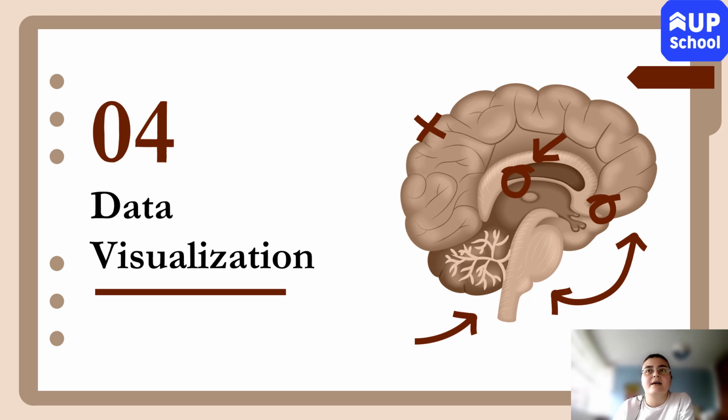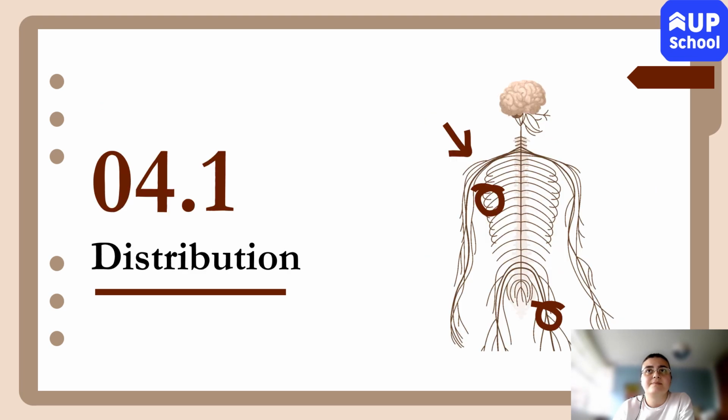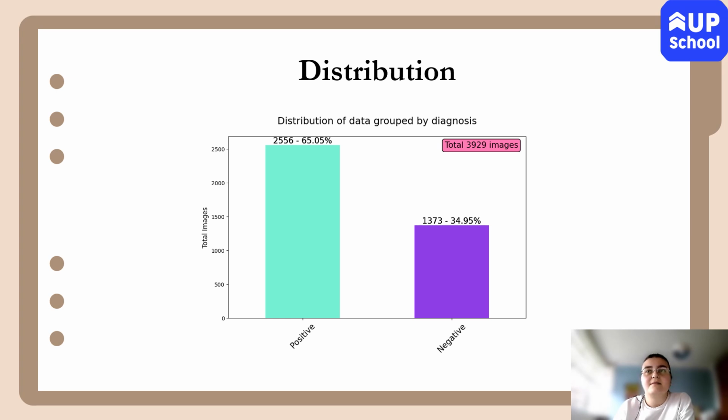The visualization part takes place in two parts. The first part involves displaying the distribution in different ways, and the second part involves the visualization of brain MRI images in different ways. So this data shows the distribution of images grouped by diagnosis, and the data is split into two groups, positive and negative. The positive group contains 2,556 images, which represents 65.05% of the total images. And the negative group contains 1,373 images, representing 34.95% of the total images. In total, there are 3,929 images in the dataset.